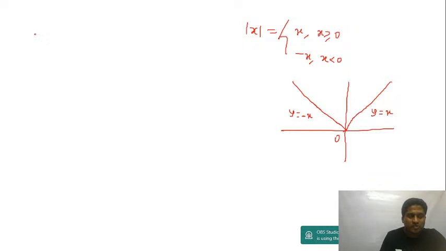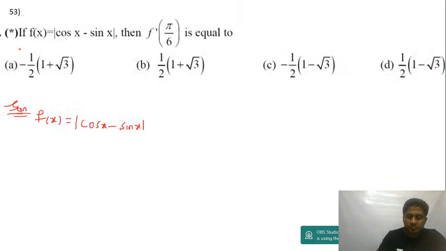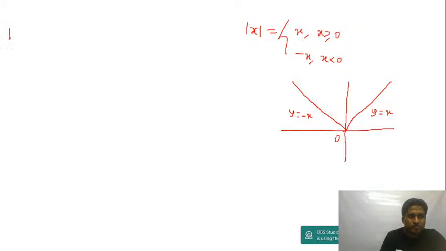If I use the same logic, now here you have modulus of cos x minus sin x. I need to check the sign of this at x is equal to pi by 6. Okay, now let me convince you like this.